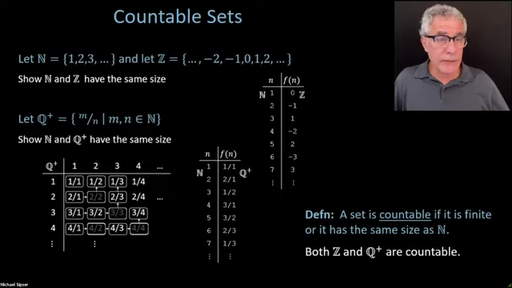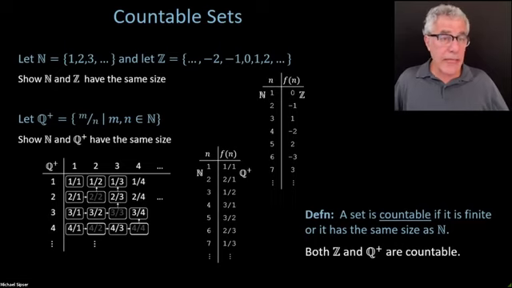Are we all together on this? Are we comfortable with the notion of some infinite sets having the same size as the natural numbers, and therefore we're going to call them countable sets? And we're going to show some other sets have more elements. They're going to be uncountable. They're going to be strictly larger sets, in the sense that we won't be able to put them into a one-to-one correspondence with the integers.